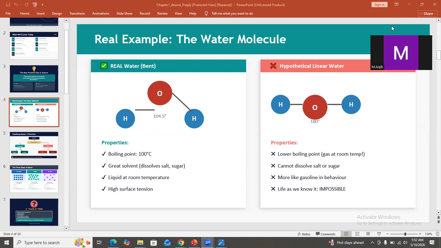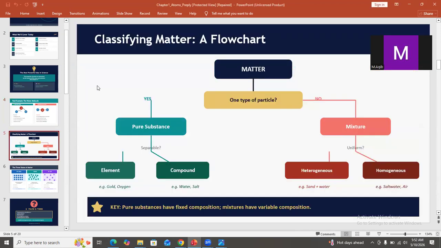So let's go to the next slide, and that is the classification of matter. Till now we studied what matter is, how matter is composed of atoms and molecules, and how the arrangement of atoms and molecules makes a difference. Okay, so now we are going to classify matter.